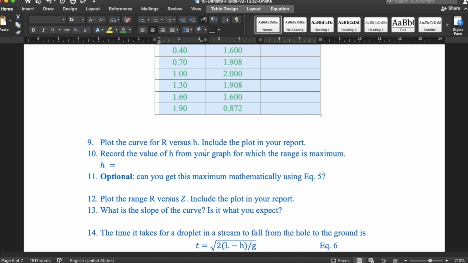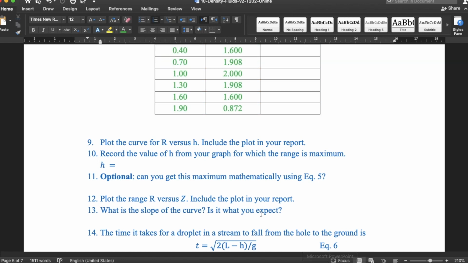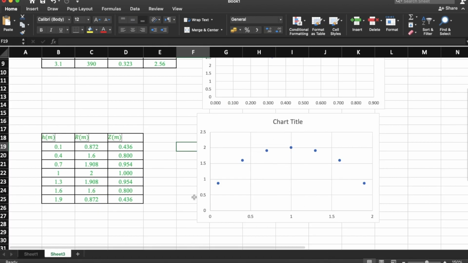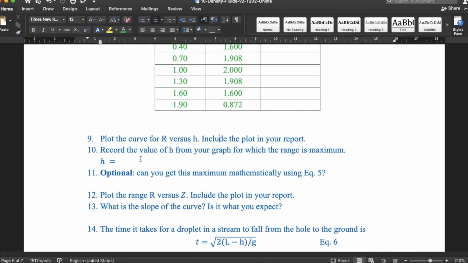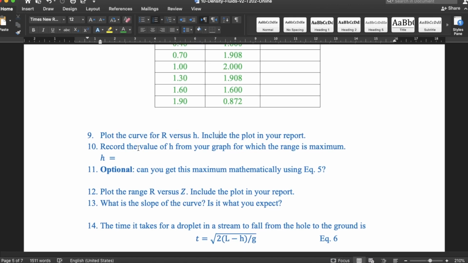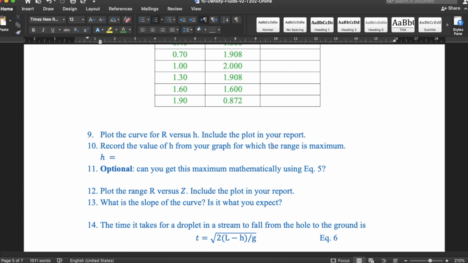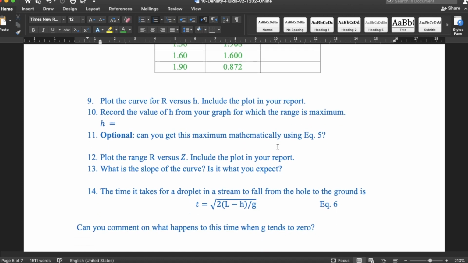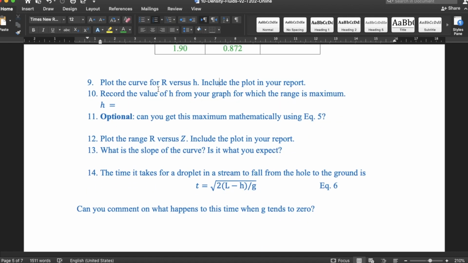We are asked to include this plot in the report, after refining it and adding the title and the axis labels. We do not have, of course, in this case, to add the trend line. Now include this plot and record the value of h for which the range is maximum. Then you can also obtain this value numerically, and this is an optional part, using equation 5.